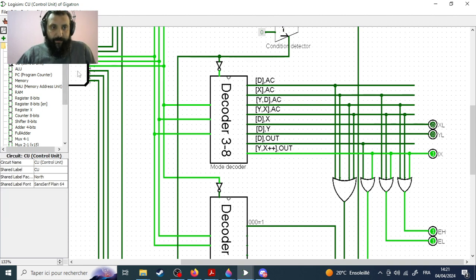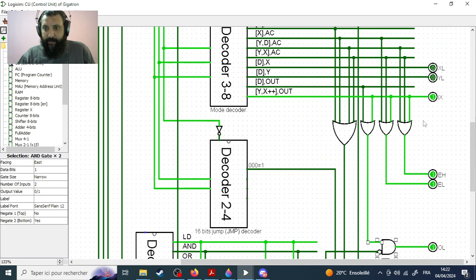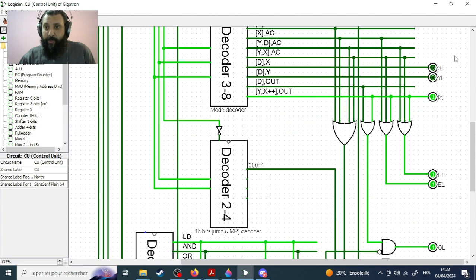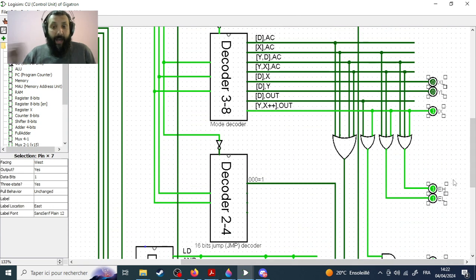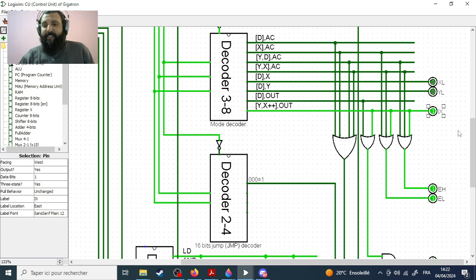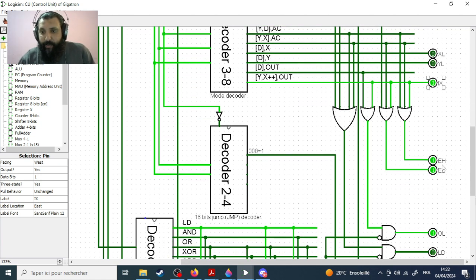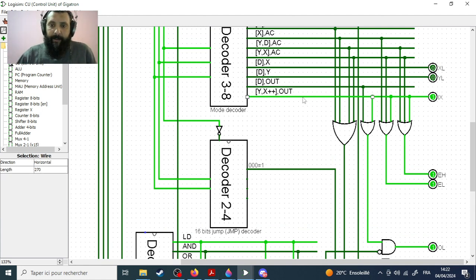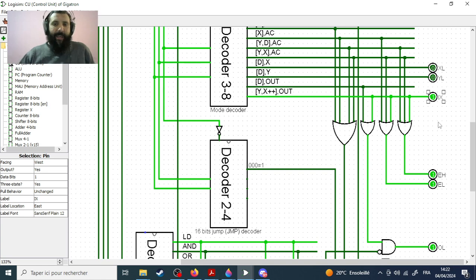You have to understand that this part, including some gates here, is what we call in digital design a combinational circuit. We have the inputs of our combinational circuit, and we have the outputs. The outputs are our signals. If we activate this one, we get this activated, and at the same time we get all the signals. This is simple. When you have this mode, this control signal will be activated.